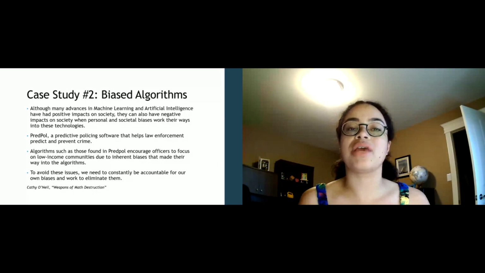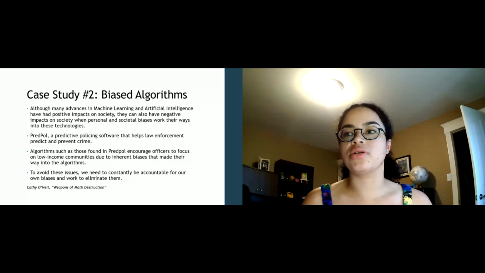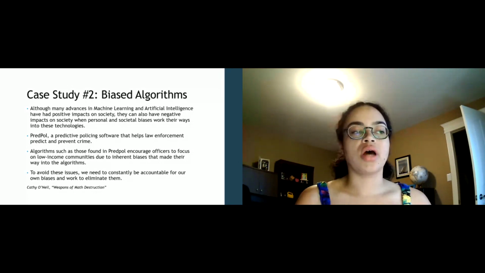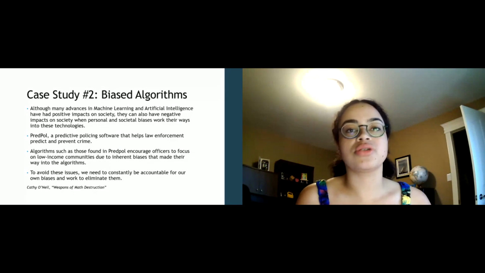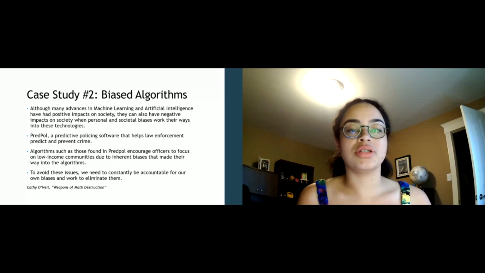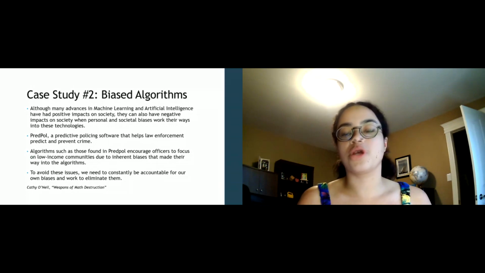So the data that they were giving them was unintentionally saying that these low-income communities were more dangerous and needed a heavier police presence, regardless of whether that was true. And because of this, people in low-income communities were more susceptible to being stopped in the streets by police. And so this can be detrimental. To avoid some of these issues, we really need to constantly be accountable for our own biases, acknowledge the biases that we have, and really work to eliminate them.